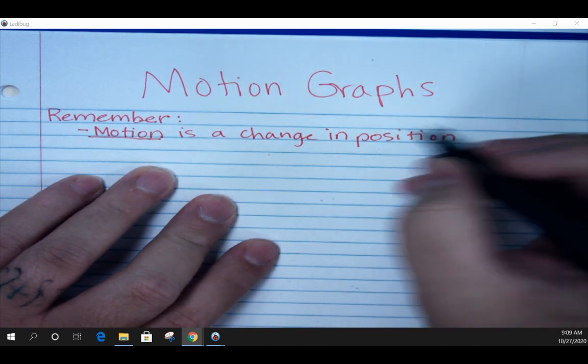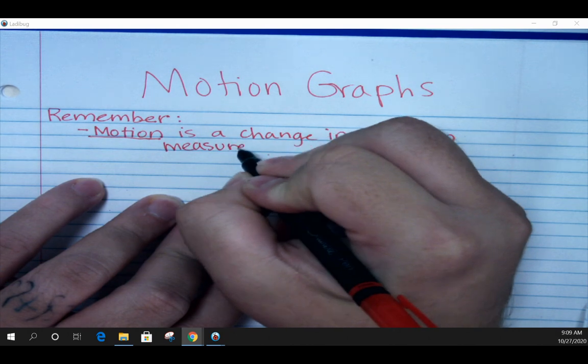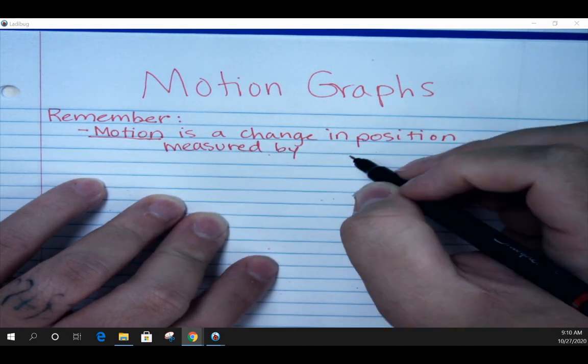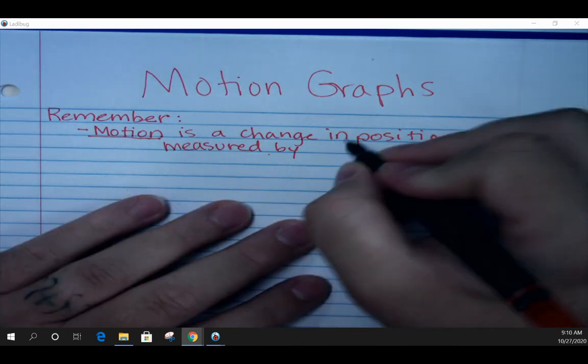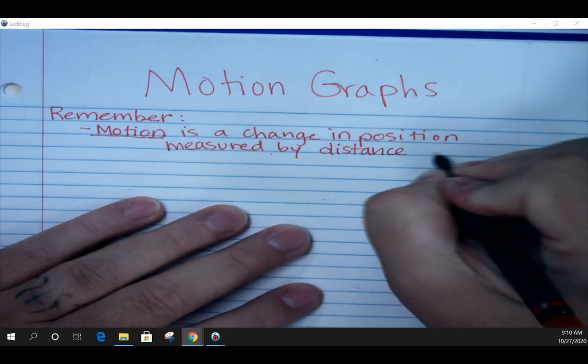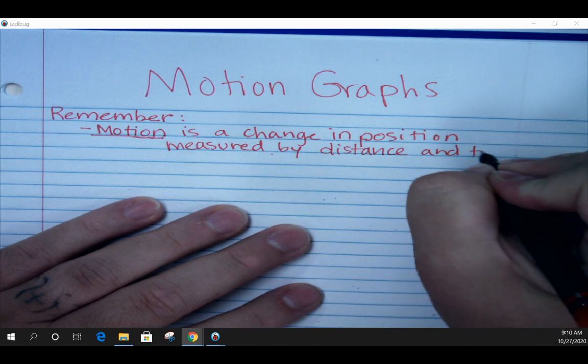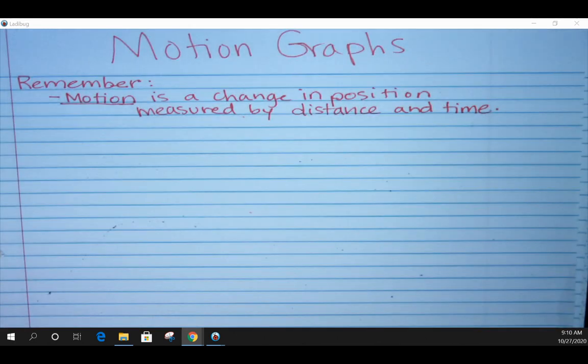And how do we measure it? What's the y-axis? Distance and time. Measured by distance and time. Now I'm going to switch colors so that you can see it better.